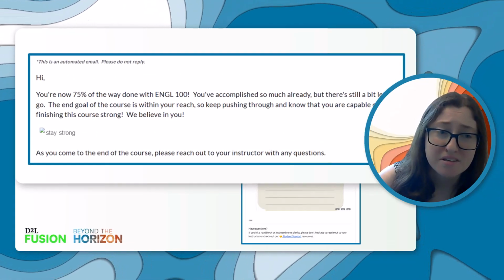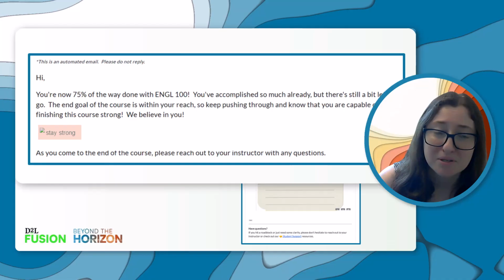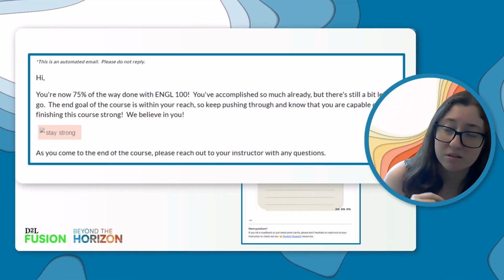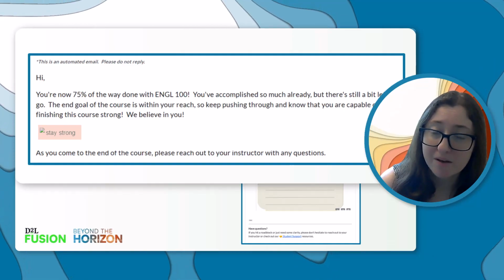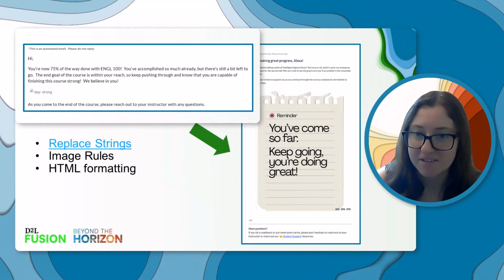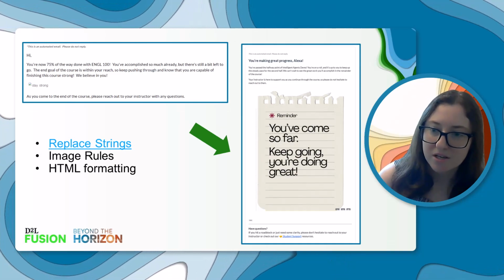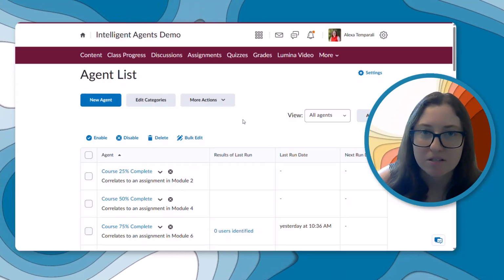So you'll see here the "stay strong" didn't load properly, and that's because I did not input it in my intelligent agent properly, as opposed to my nice little reminder, "You've come so far, keep going, you're doing great." It shows the image. So let's look at how to do that in Brightspace.